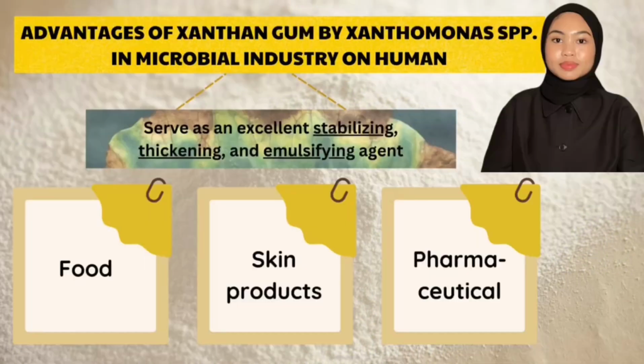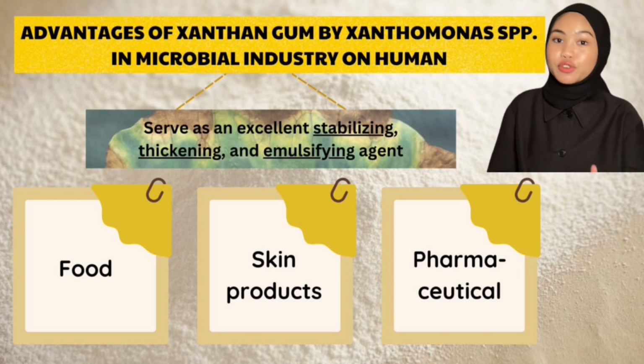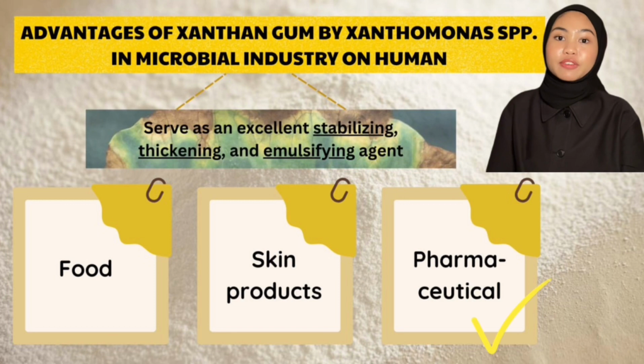Thank you. So next, the main advantage of xanthan gum by Xanthomonas species in the microbial industry is to serve as an excellent stabilizing, thickening, and emulsifying agent. This function is developed in the application of food, skin products, and pharmaceutical uses.